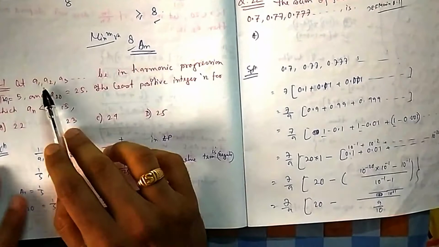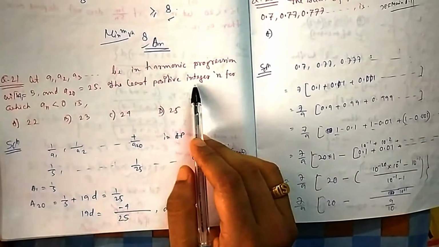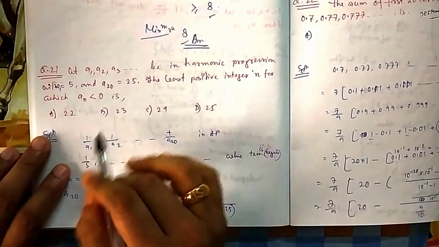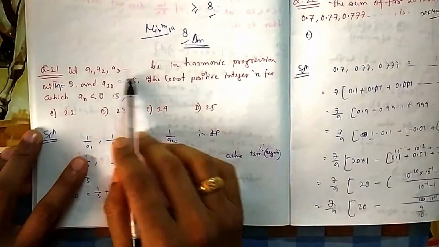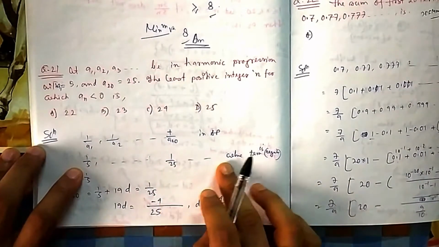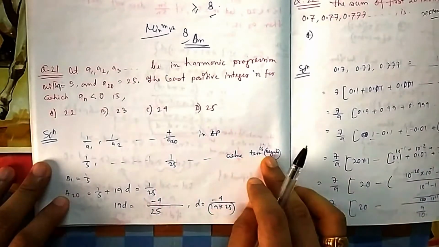Now if you come to this one, let this be in harmonic progression with A1 given, A20 given. The least possible integer n for which An is less than 0. So again you can start with everything given here. This is in HP, so you invert it, this will be in AP. So 1 by 5, 1 by 25, because A1 and A20 are given to you. You have to find where it becomes negative.